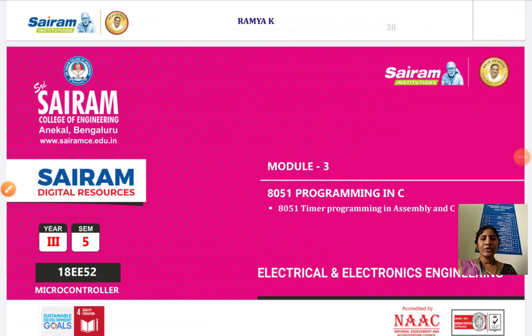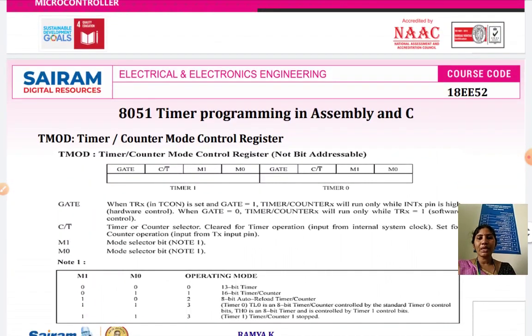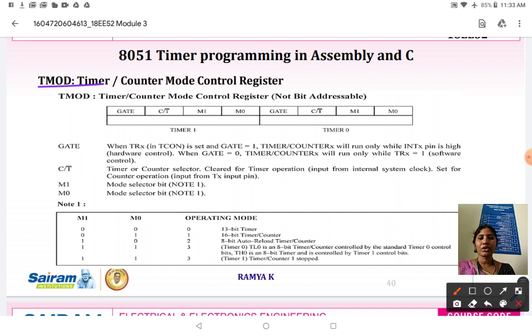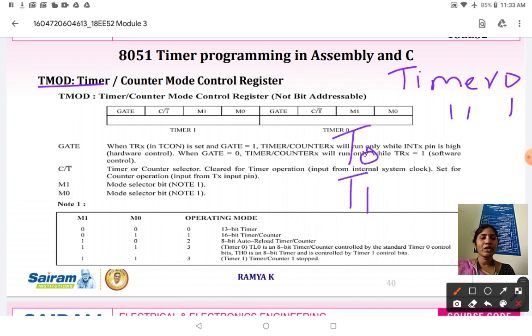In today's class, we are going to see 8051 timer programming both in assembly as well as C. For that, as a basic one, we need to understand the TMOD structure and TCON structure. In the TMOD structure, which I have shown over here, we have two timers. One is timer 0 and the second one is timer 1. Timer 0 is represented with T0 and timer 1 is represented with T1.